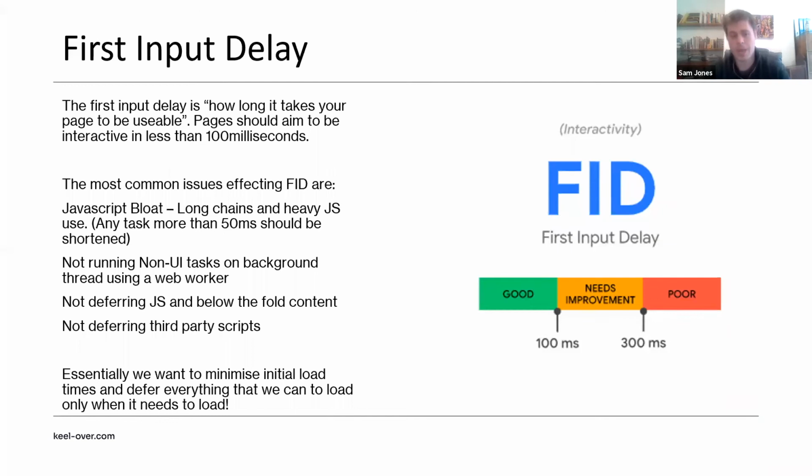It's JavaScript bloat again. This is always JavaScript. Long chains, heavy JS use. Anything that's registering when you use the tools at over 50 milliseconds, you've got to shorten that down, because you can see that's already half your budget gone in one task. So one of the clever ways you can get around this is running, so your user interface tasks all have to run on the main thread of your browser, basically the main thread that does the heavy lifting. But in order to improve time to interactivity, you can run everything else in a background thread, like a worker thread, essentially.